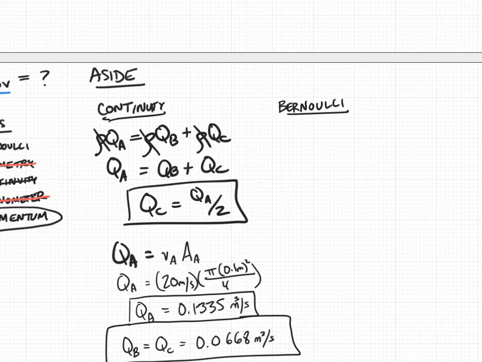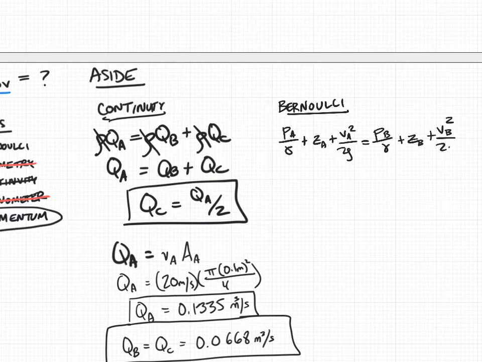Oh, and those assumptions were, is it steady? Yes, it's steady in this case. Is it inviscid? No, it's not inviscid, but we're going to assume it is. Is it incompressible? Yes, because this is water. And then are these two points along a streamline? So we'll say yes. Okay, so I'm going to go the pressure at A over gamma plus ZA plus VA squared on 2G equals PB on gamma plus ZB plus VB squared on 2G.